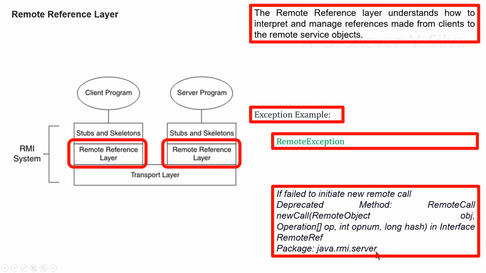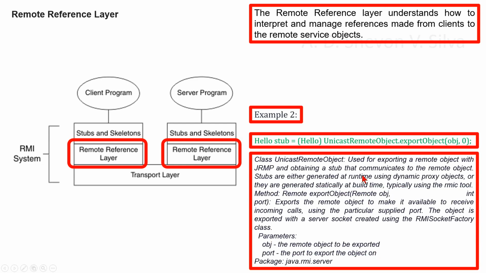As an example too, we can consider this one. The class UnicastRemoteObject is used for exporting a remote object with JRMP and obtaining a stub that communicates to the remote object. Stubs are either generated at runtime using dynamic proxy objects, or they are generated statically at build time, typically using the RMIC tool.